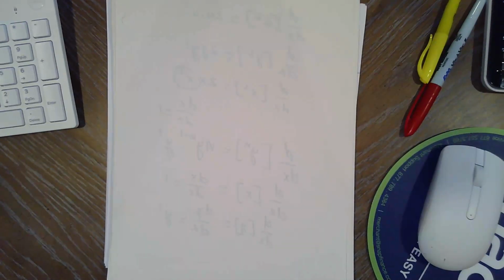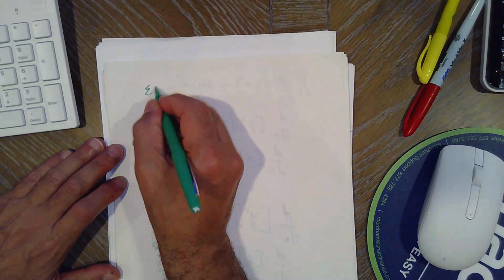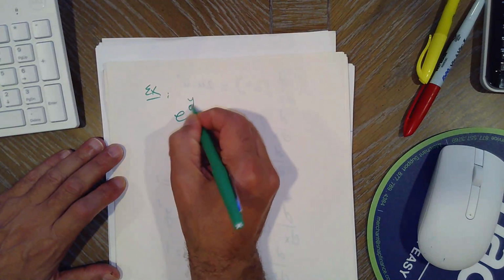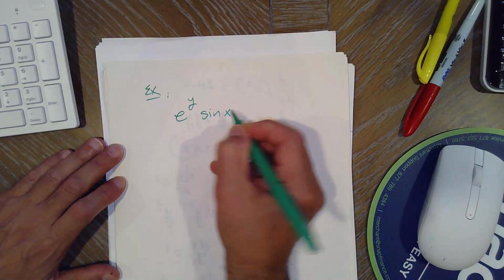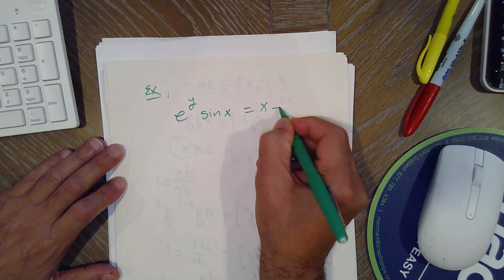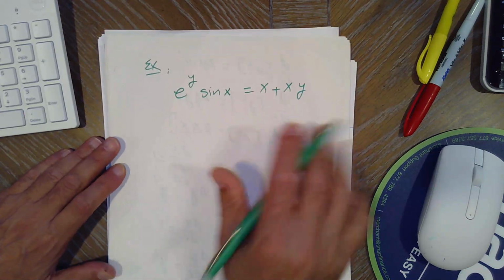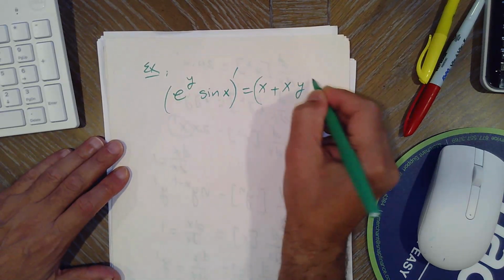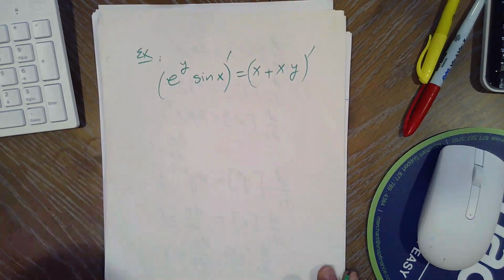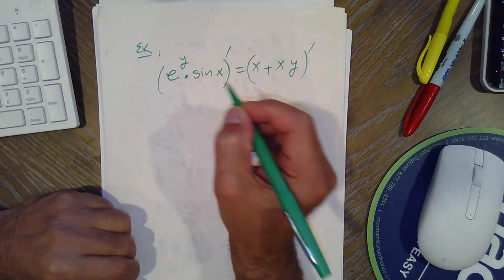Alright, again find dy by dx explicitly where e to the y sine x equals x plus xy. So the derivative of the left side equals the derivative of the right side. Here we have product rule.